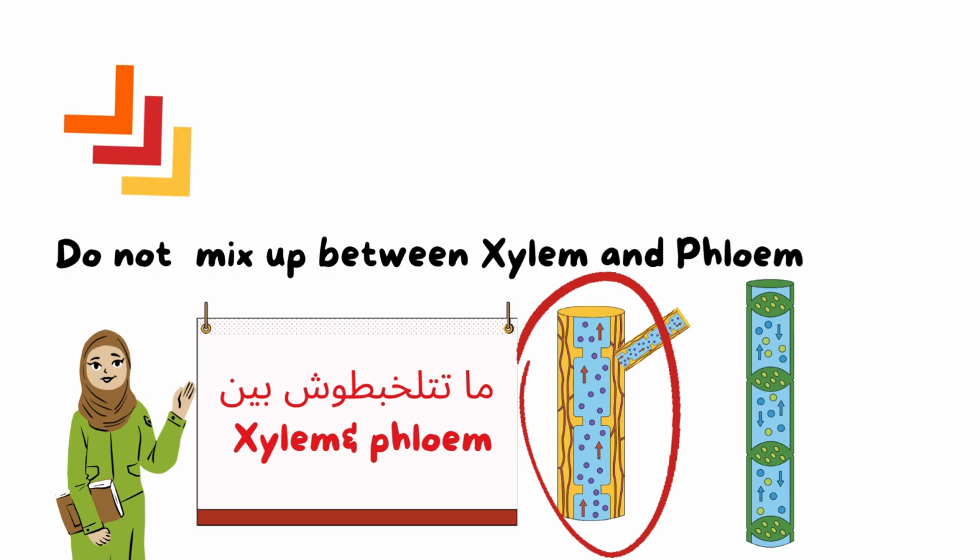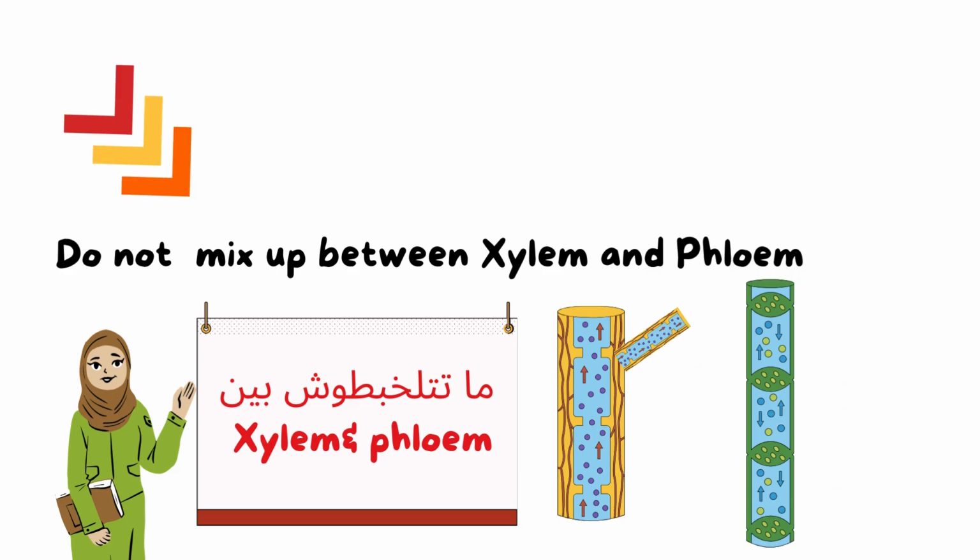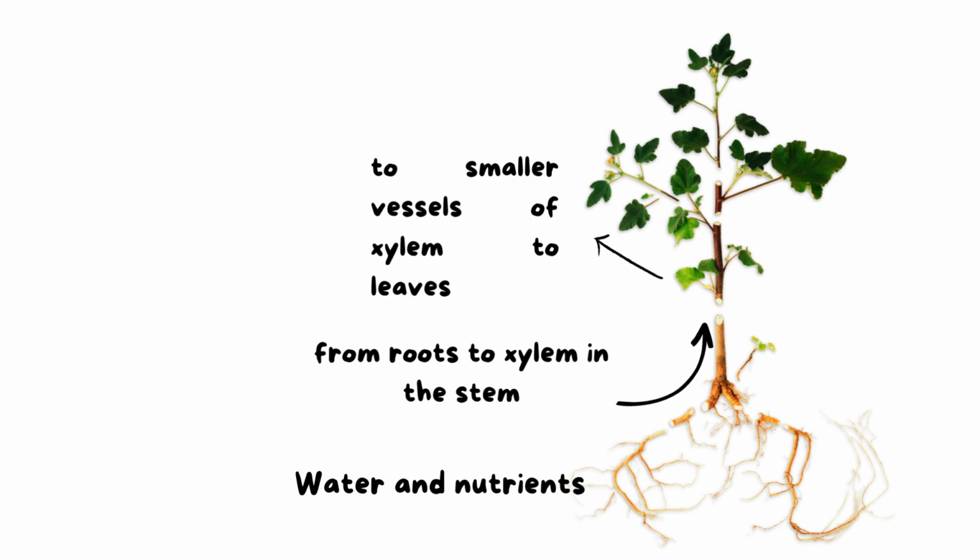Xylem is a tube or vessel that transports the nutrients and the water through them into the leaves, okay? But phloem is tubes that transport the food materials from the leaves to the other parts of the plant, okay? So the water and nutrients are transported from the roots to the xylem in the stem, okay, to the smaller vessels of the xylem to the leaves, okay?